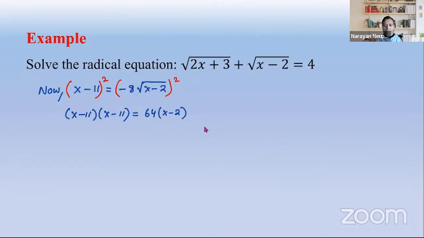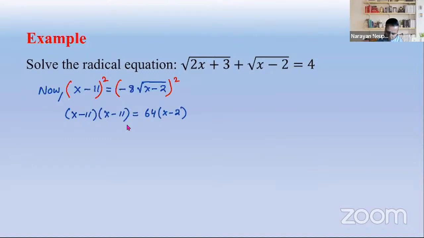So you can clearly see by squaring this one, we remove all the radicals. And also in the left-hand side, there are two terms multiplied. Both are binomial. So we have to FOIL them again.